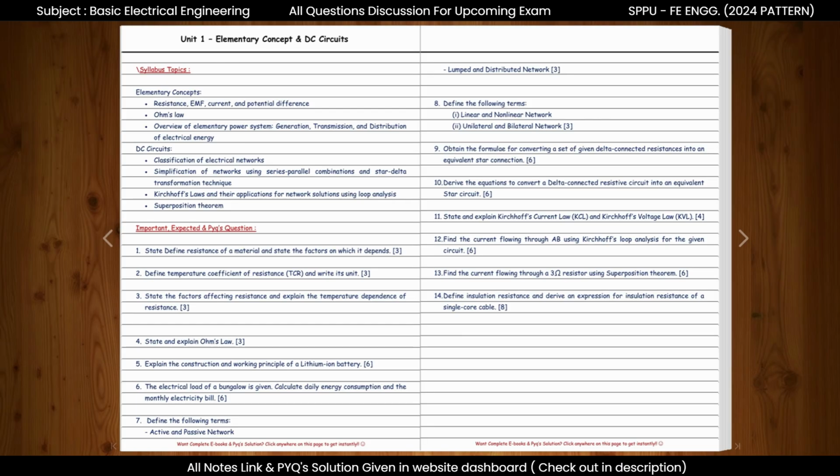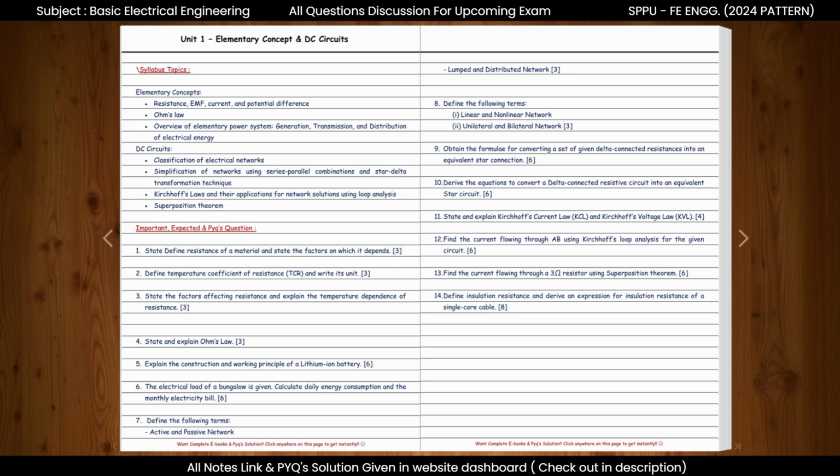Alright, let's move on to our next important topic: temperature coefficient of resistance. From this topic, we can expect questions such as define temperature coefficient of resistance and write its unit. Temperature coefficient of resistance, often called TCR, tells us how much the resistance of a material changes when its temperature changes by 1 degree Celsius. Its unit is per degree Celsius. For most metals, resistance increases as temperature increases, so they have a positive TCR.